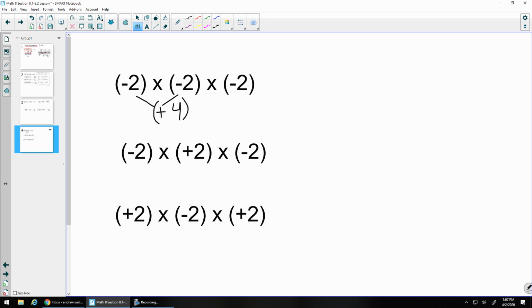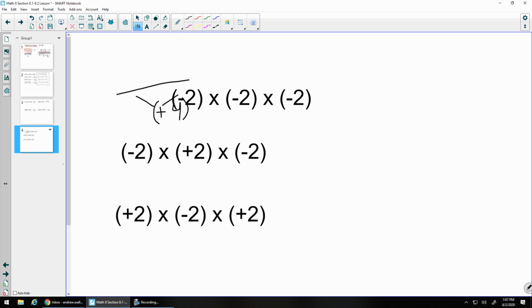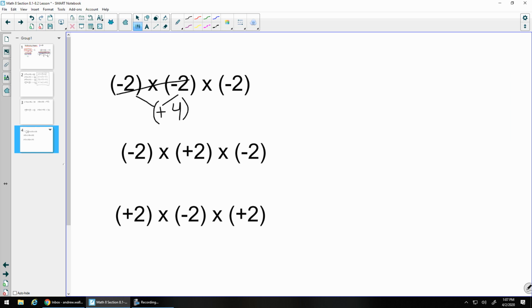And now that we have the answer of this, that is positive 4, that's gone. Now we just have positive 4 being multiplied by negative 2. Positive 4 times negative 2. Well, 4 times 2 is 8. And since it's a negative and a positive, the answer is negative.